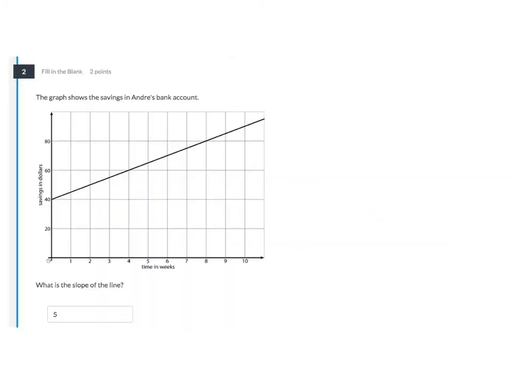Here is number 2. It says the graph shows savings in Andre's account. What is the slope of this line? So remember, we want to pick 2 points. Sorry, I'm trying to get my pen to work. So we're going to pick 2 points on here. We're going to do our vertical and our horizontal. But please watch and look at the scale on here. This is 40, this is 60. So how do we go from 40 to 60? Well, that's 20, or like what we just did, we can do 60 minus 40, and we get 20 as our vertical.